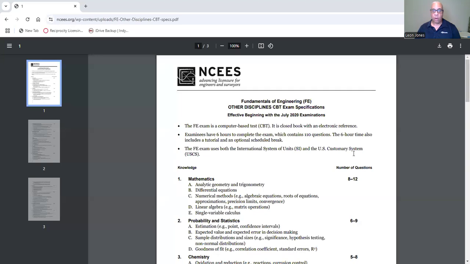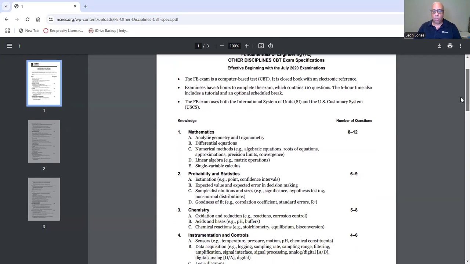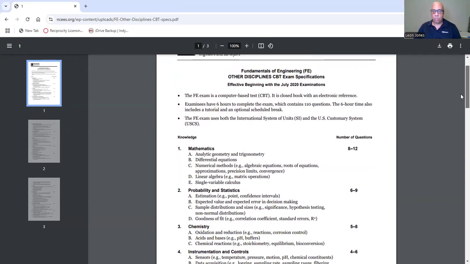Now, something else that you need to see, and this is very, very important. Now, you also have to look at the specifications. Now, most of them say 2020. Now, I'm using the exam that I'm going to take based on the 2020 examinations. Now, this is the other disciplines. Now, other engineering branches, they also have these, but you want to look at the breakdown here.